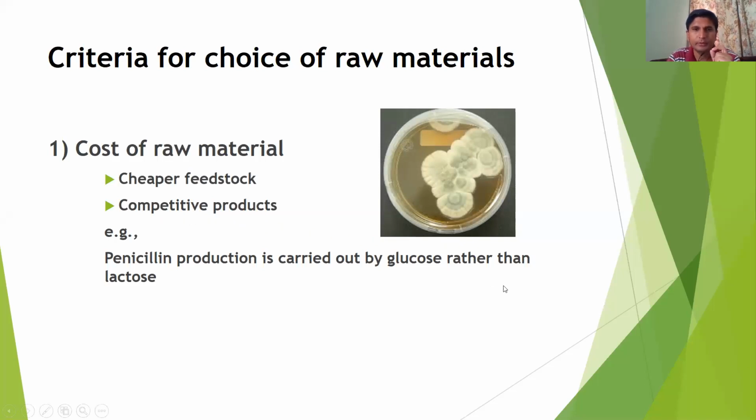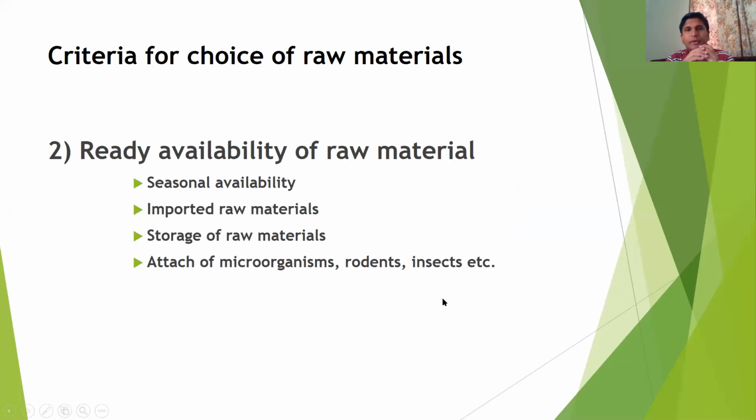Okay. So number two, ready availability of the raw material. Now, ready availability is very important. Raw material not only has to be cost efficient, but it should be readily available throughout the year. And this is very important. For example, it should not have a seasonal availability. Some of the raw materials are available seasonally rather than throughout the year. So there should not be seasonal availability of the raw materials, rather they should be available throughout the year.